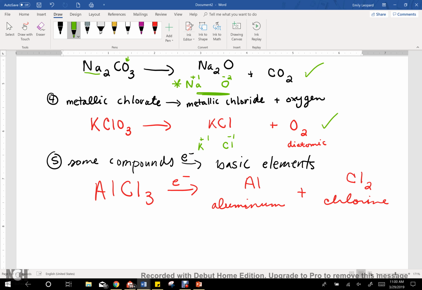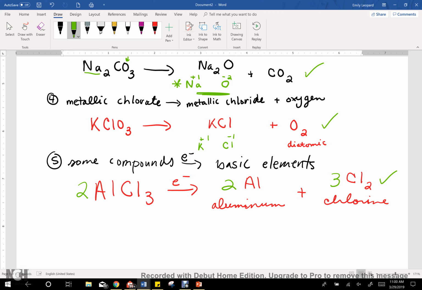Okay. Now this one does have a little bit of balancing to do at the end. So chlorine, I've got 3 on one side, 2 on the other. So I know those can't go into each other evenly. But if I add a 2 to the left and a 3 to the right, I can get up to 6 each. And then I'll go back and balance my aluminum where I've got 2 of each. Okay.